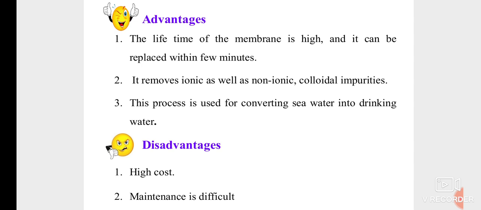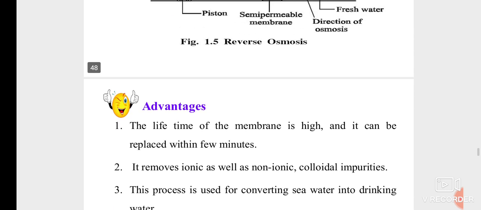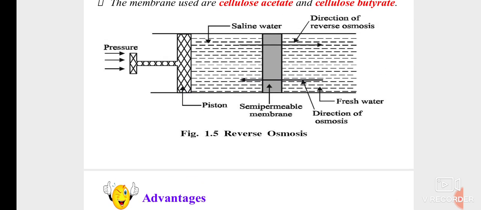Okay, osmosis means the solvent flows from the lower concentration side into the higher concentration side. Now we use the reverse osmosis method. This process can be reversed by using some external force. External force means we give some extra pressure on the higher concentration side, using a piston. Now the solvent flow is reversed. That means the water flows from the higher concentration side to the lower concentration side.